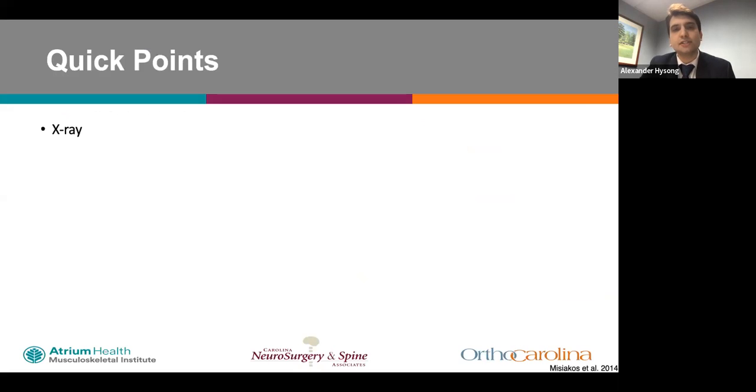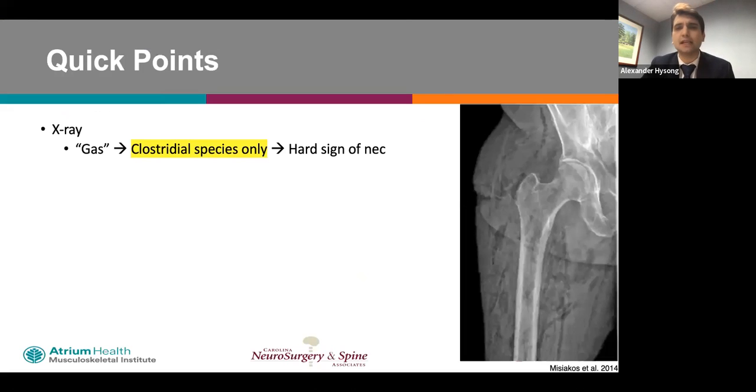And imaging. Imaging is a brief topic when talking about necrotizing fasciitis, but it's an important one. One common statement that I've heard made is that the patient didn't have gas, so I'm not worried about necrotizing fasciitis. A very important point is that gas is really only present if a patient has a large decubitus ulcer, or more typically if it's a Clostridial species that's causing the neck fash. And if it's present, it's a hard sign and you should act quickly.